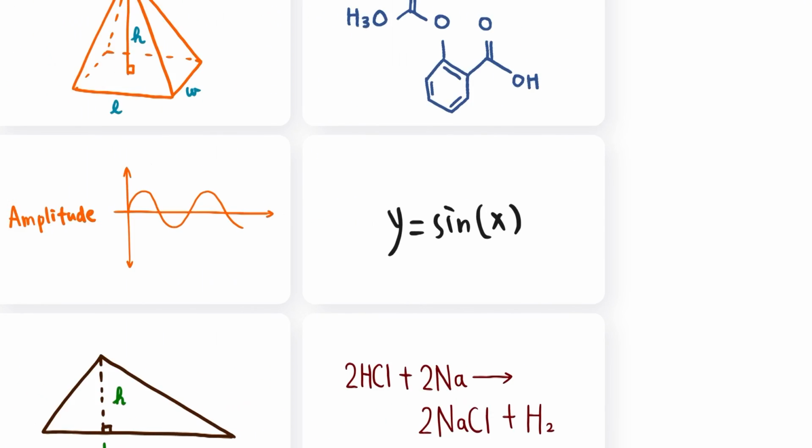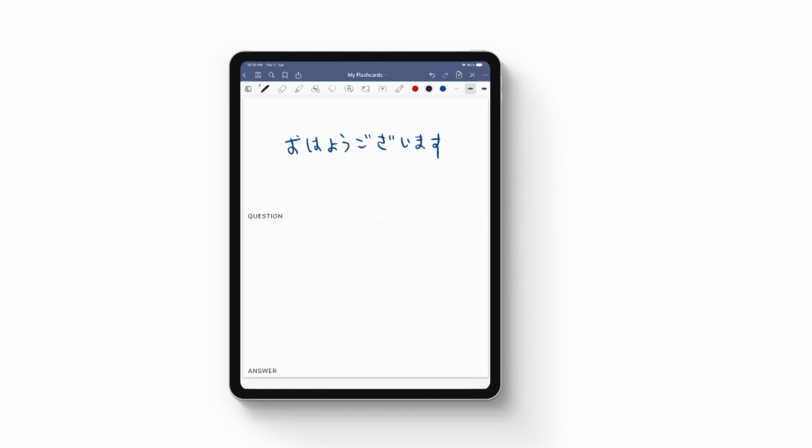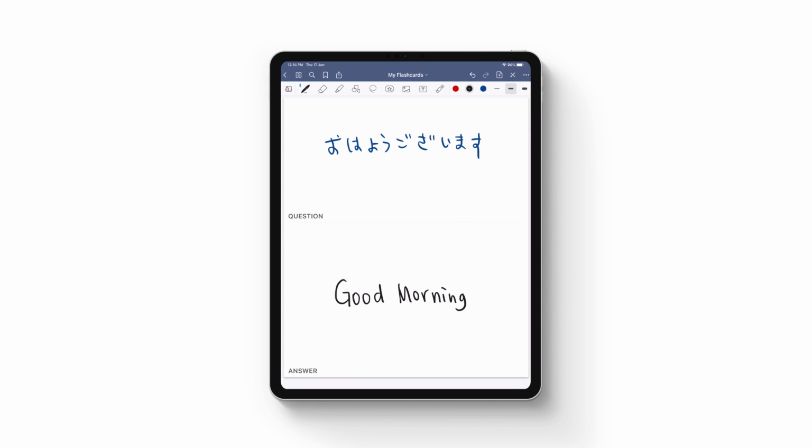Studying with GoodNotes flashcards is not only more flexible, but also helps you study more effectively. Make your flashcards in GoodNotes to study better.